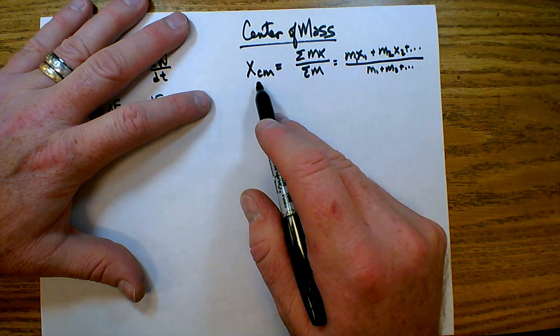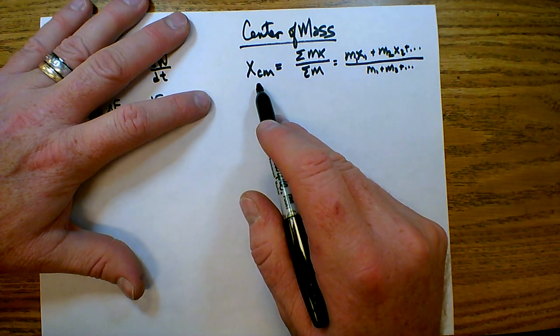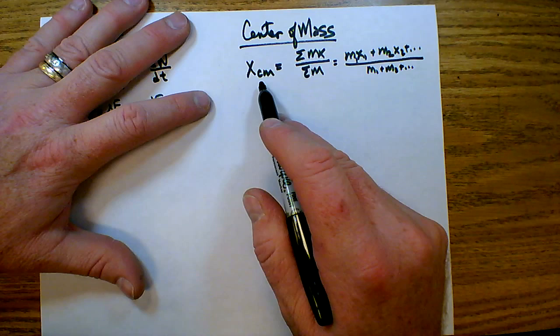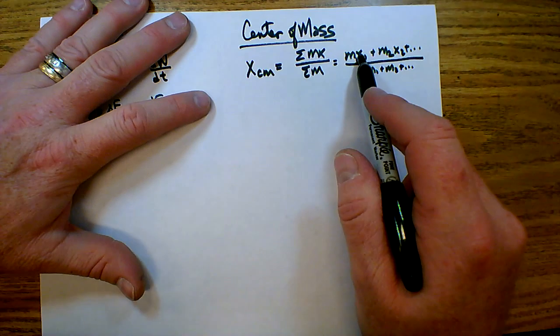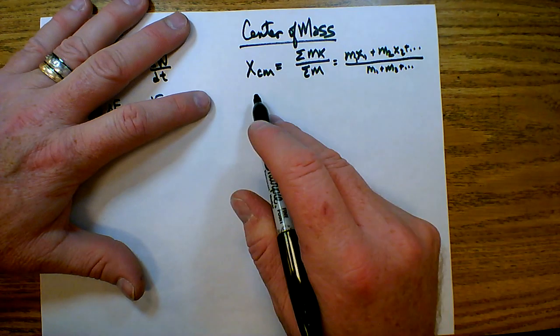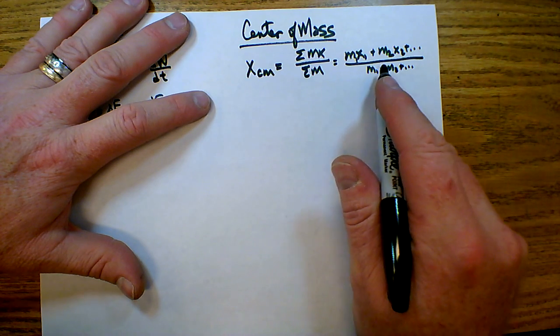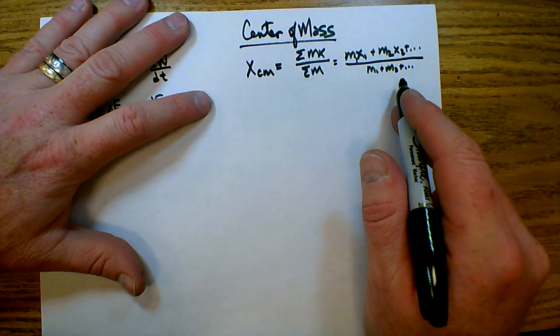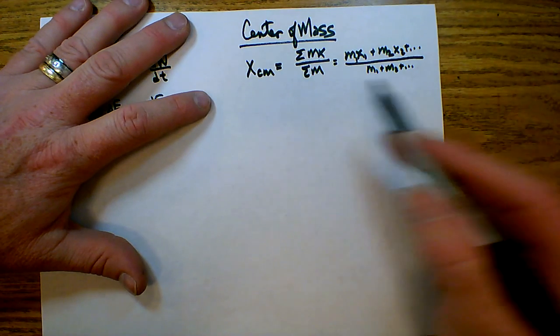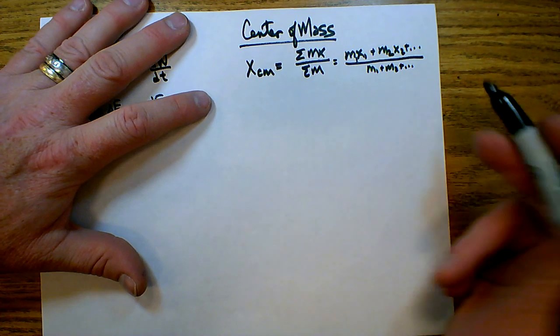I can do the same thing for the y position of the center of mass. I can do the same thing for the velocity of the center of mass, where I would use m times v. Or I can do the same thing for the acceleration of the center of mass. That would be m times a, m1a1 plus m2a2, and so on, divided by the total mass, which would give me the acceleration of the center of mass. So that's our basic center of mass formula.